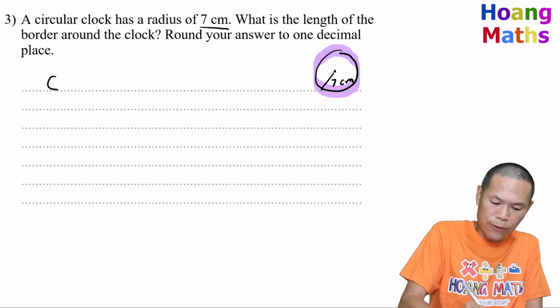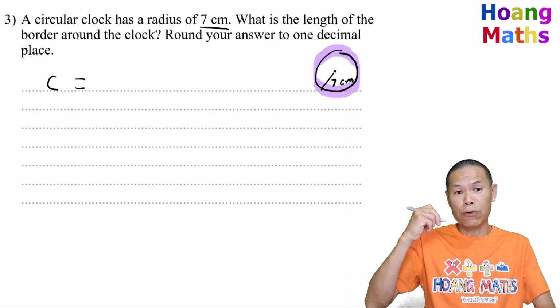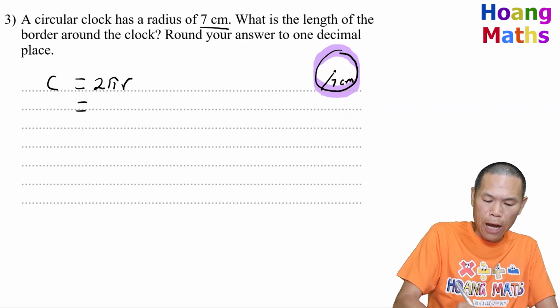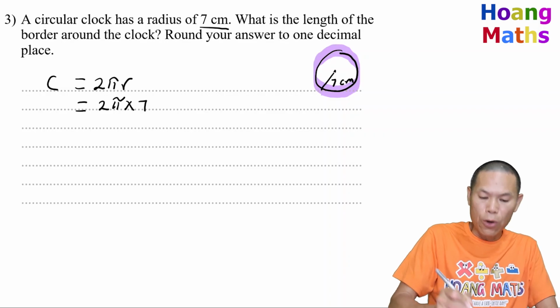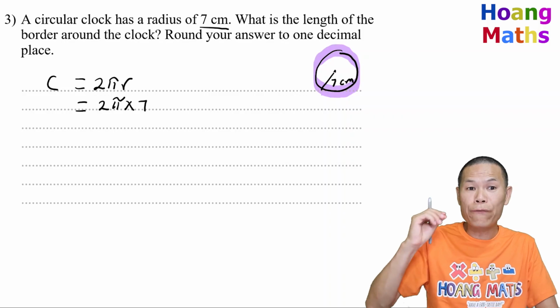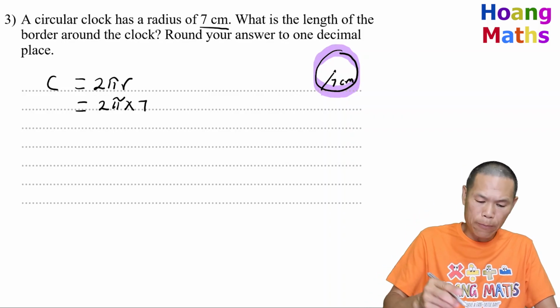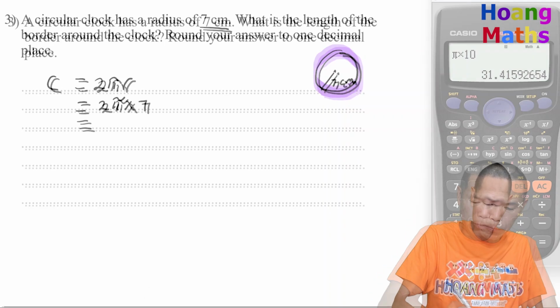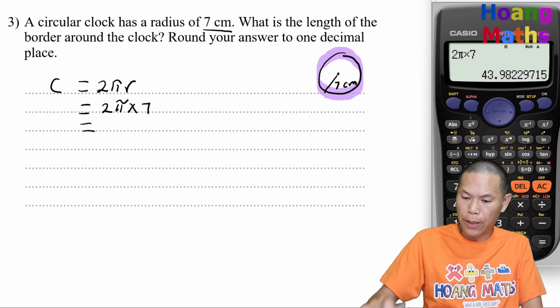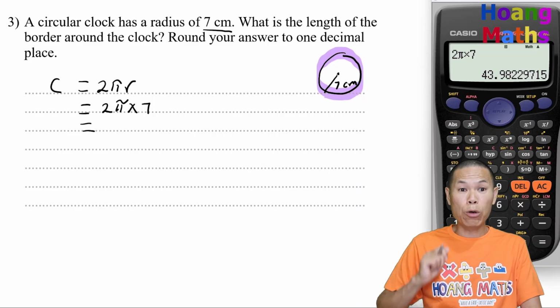So circumference of a circle, that gives us the radius, so we can use 2 pi r. That becomes 2 pi times 7. Or you can use pi d, so the diameter will be 14. Keep that in mind. So just go 2 pi times 7 and correct to one decimal place.